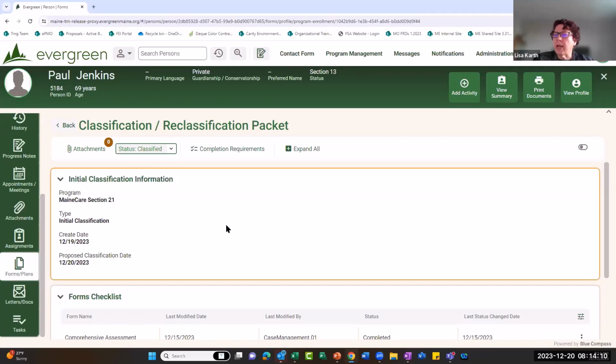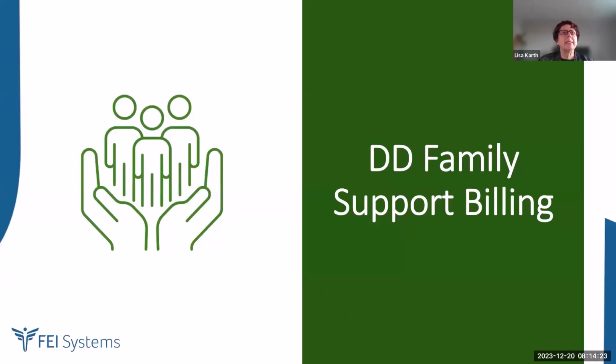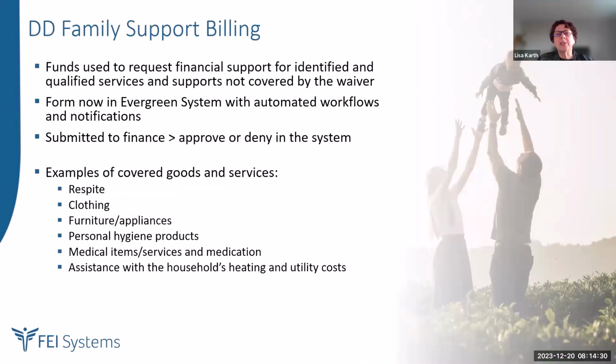So we also covered a couple other forms, such as the reportable events, and you got to see how that works in the system. Now then, I want to move into the DD family support billing. That's our first form today. And this is used to request financial support for identified and qualified services and supports not covered by the waiver. So there's a pool of money for goods and services that are not paid for the waiver. Heating oil, for example. And this request for funding can be made by anyone, but a family member has to receive the funds on behalf of the person.